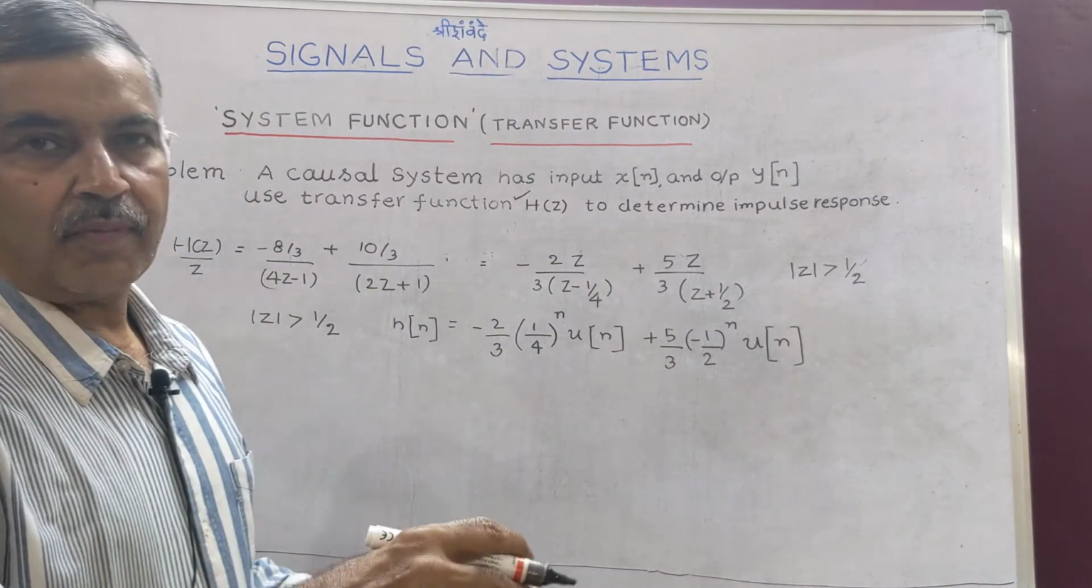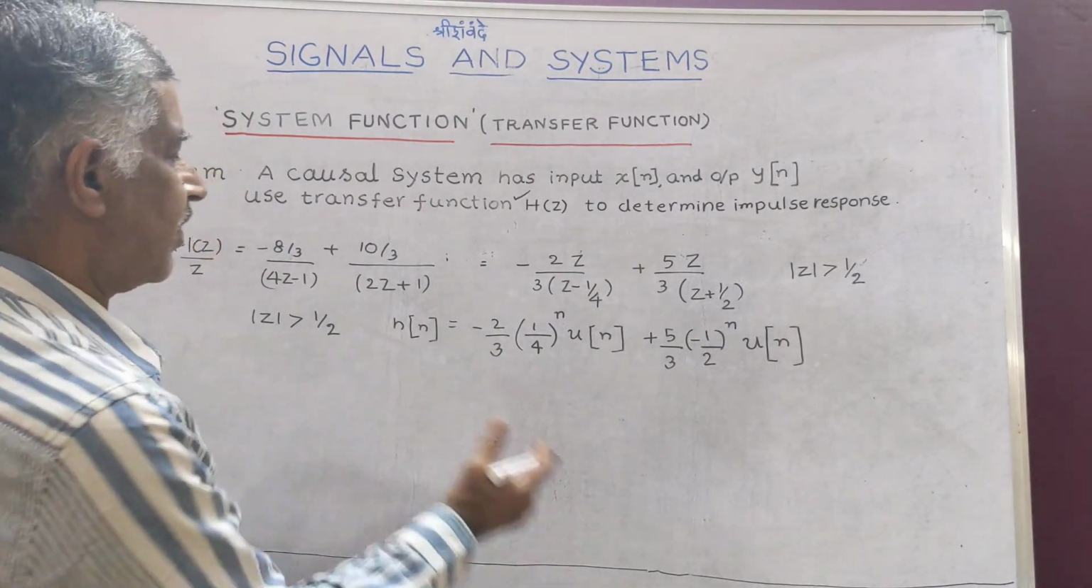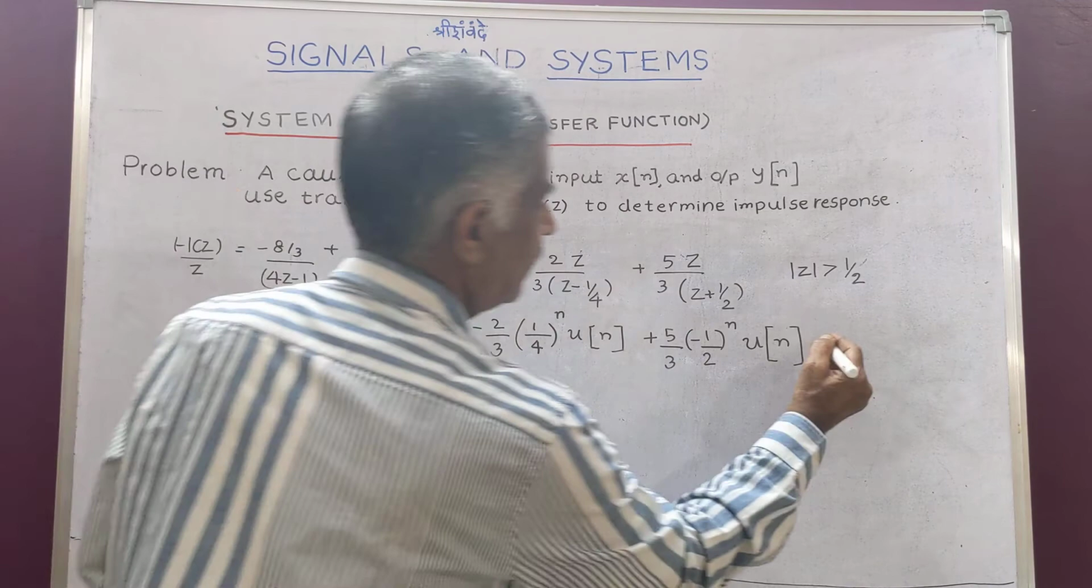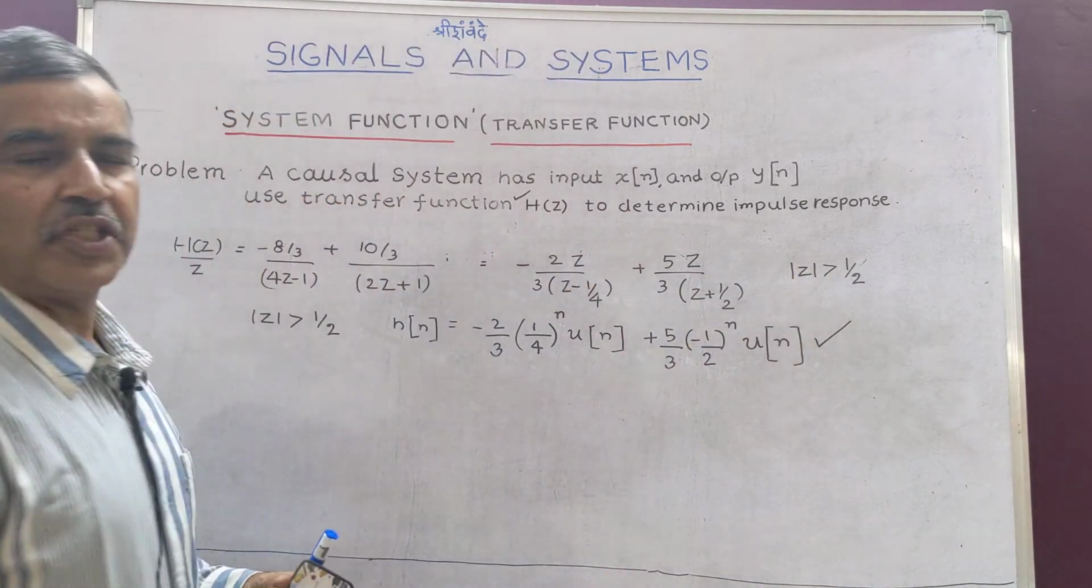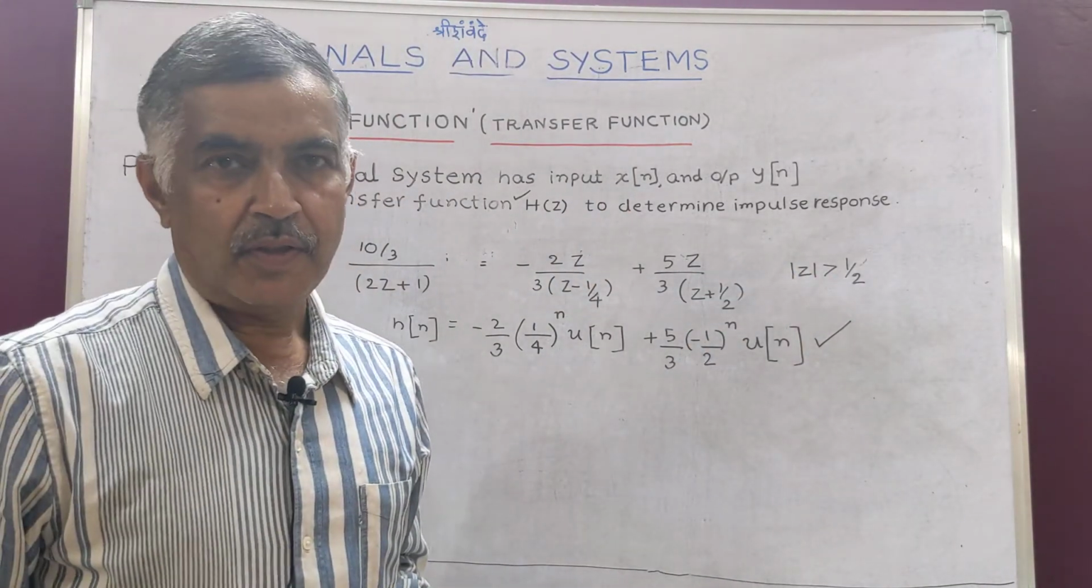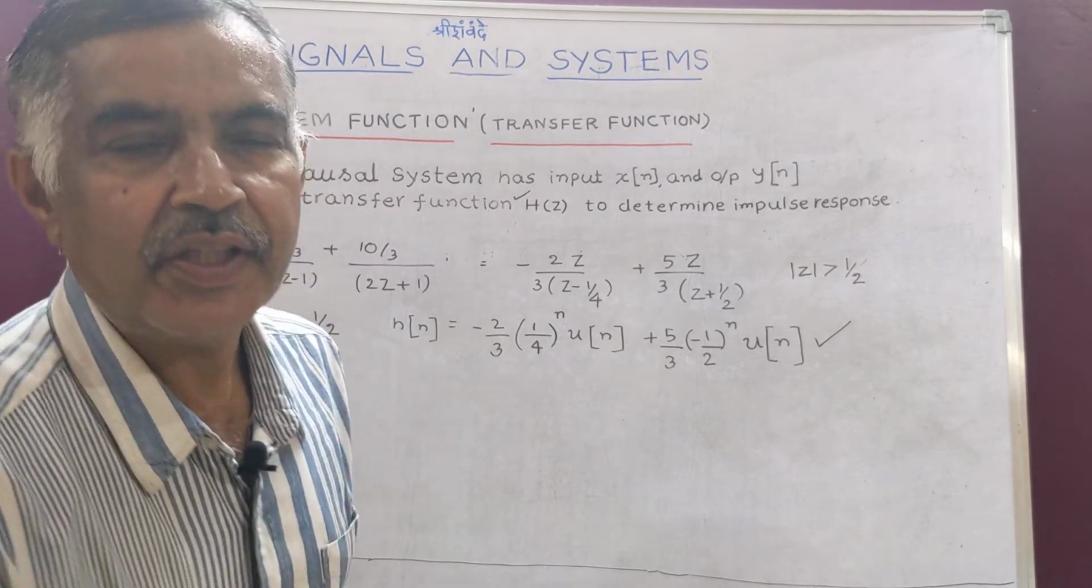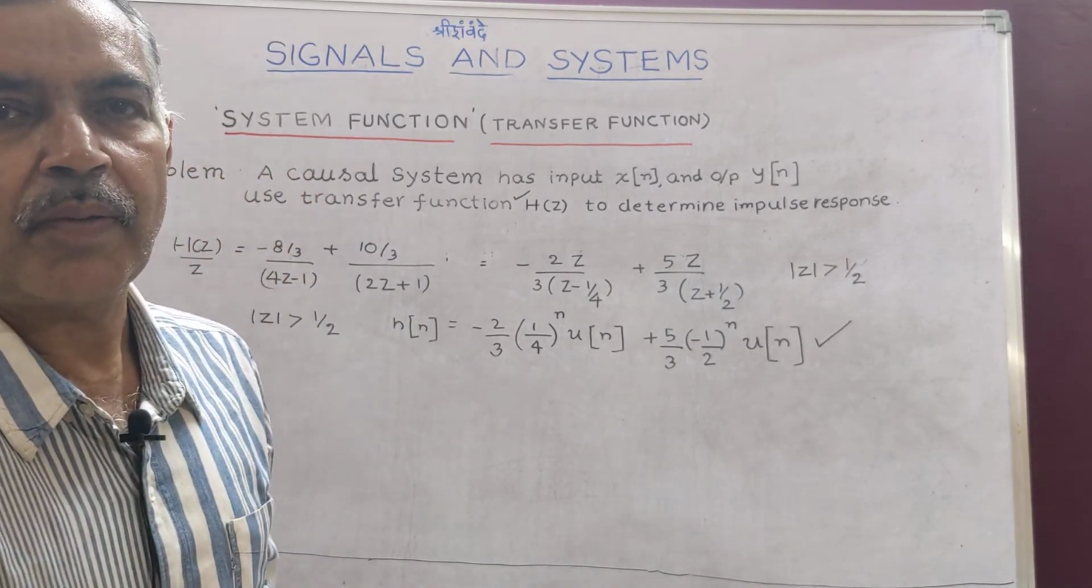The inverse z-transform of H(z) is nothing but the impulse response, and this is the problem. This is how we have to work out a problem on transfer function. Thank you. In the next class, I will continue with some more problems.